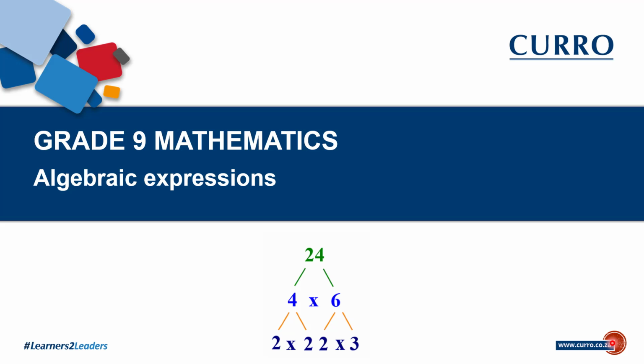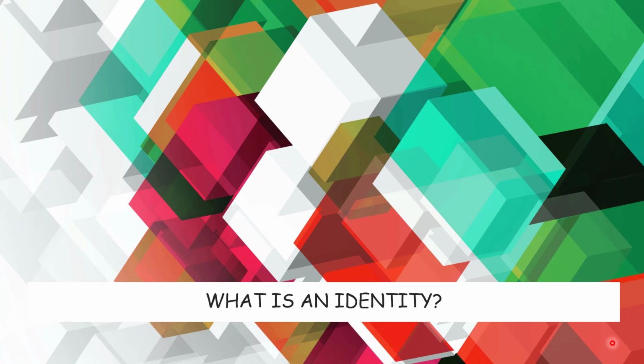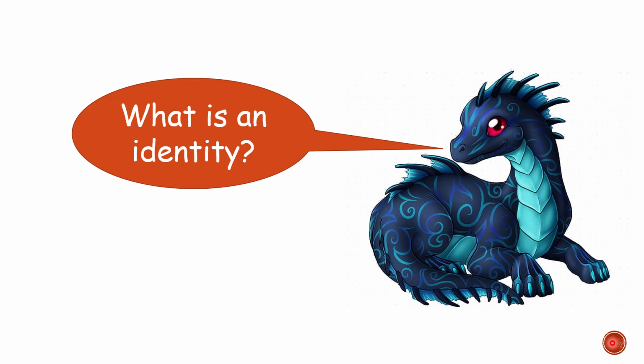Grade 9 Mathematics, Algebraic Expressions. What is an identity? Shazar the dragon is going to help us. Now Shazar loves finding new rules and ideas by looking at patterns. And she's going to help us with that today.